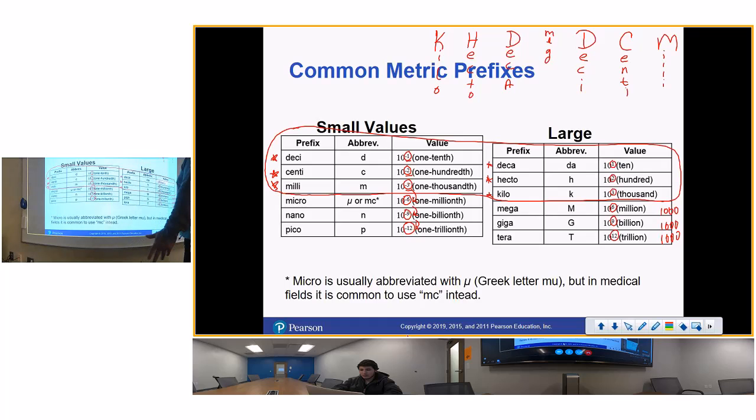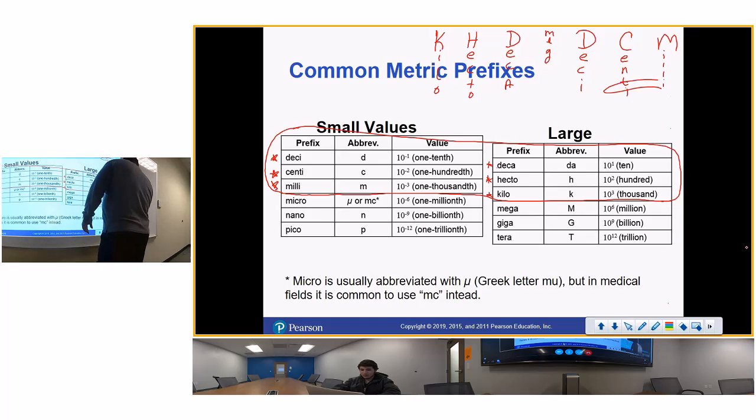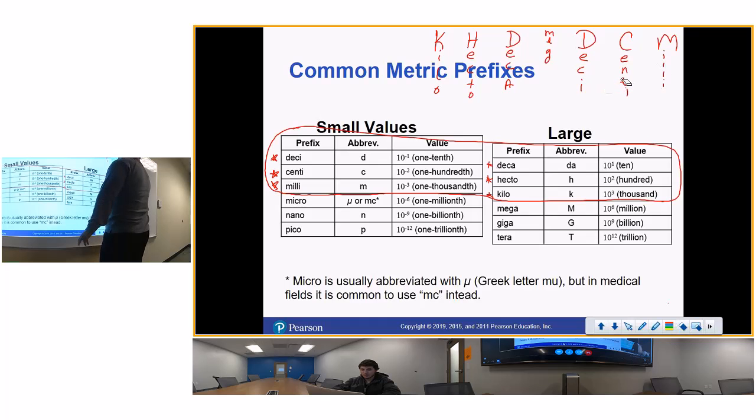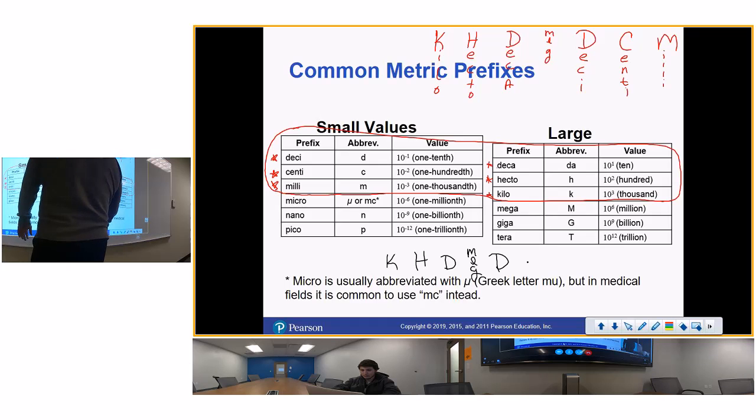And if you have to, let's do this. Let me erase this, if my pen would work. Okay, I can't erase that. Nope, it's not going to let me. So I'm going to go down here and rewrite it. I'm going to write King Henry died, meters, liters, grams, drinking chocolate milk.